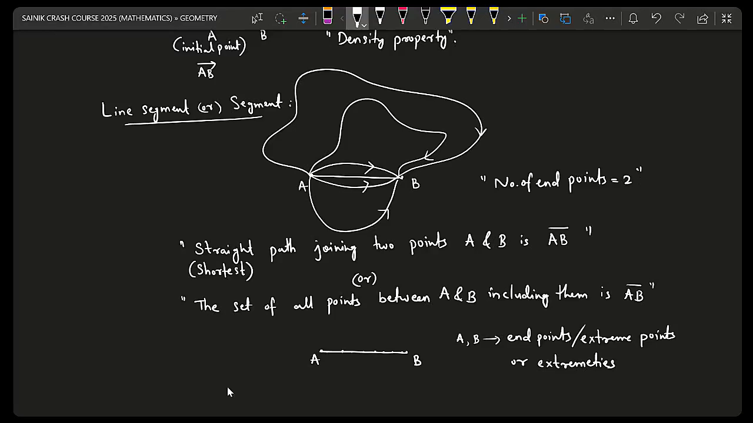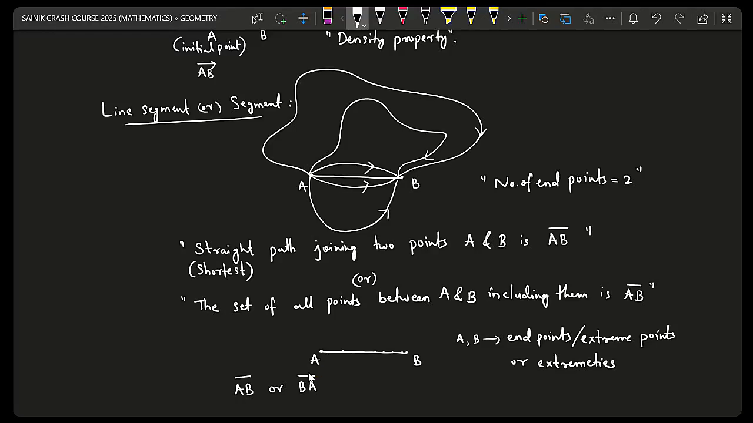And naming can be done like either we can call line segment AB, or we can call line segment BA. For line we can change the order, for line segment we can change the order, but for ray we cannot change the order. So line segment AB is always same as line segment BA. So this is about the line segment.